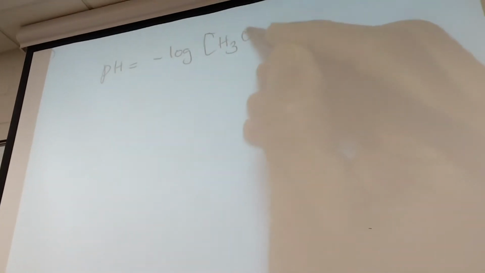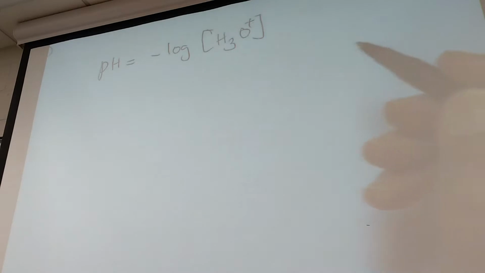Here's the pH. What is the pH? It turns out the pH is just a mathematical formula, correct? Which is minus log, let me just write it here. Number one. What is the pH? The pH is minus log of the concentration of the hydronium ion, correct?